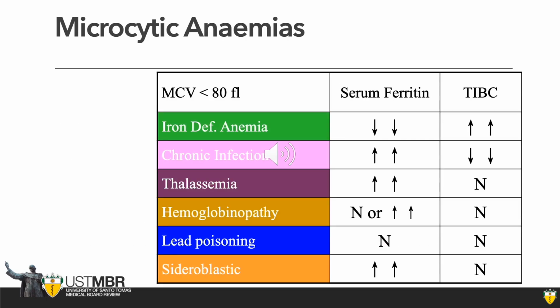So here in this table, I summarize the disease states which can give you microcytic hypochromic anemia and the level of their serum ferritin and TIBC. For iron deficiency anemia, you have low serum ferritin and high TIBC. For chronic infection, you have high ferritin because ferritin is an acute phase reactant, and you have low TIBC. For thalassemia, you have high ferritin. It can have a normal TIBC, and this is also seen in other hemoglobinopathies. For lead poisoning, both are normal. And for sideroblastic anemia, you have high ferritin and normal TIBC.